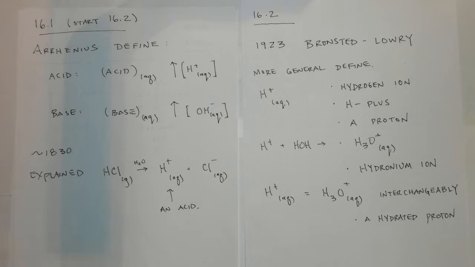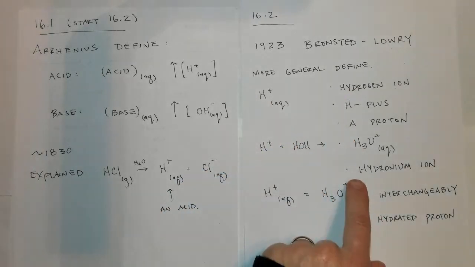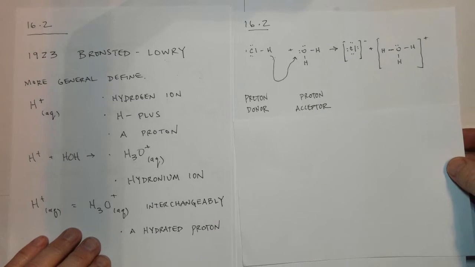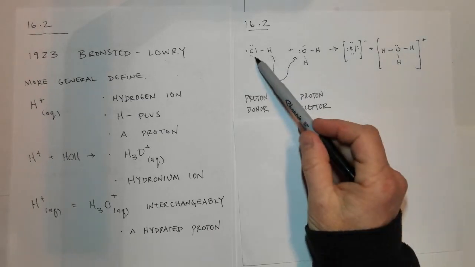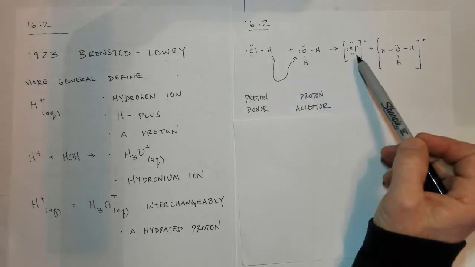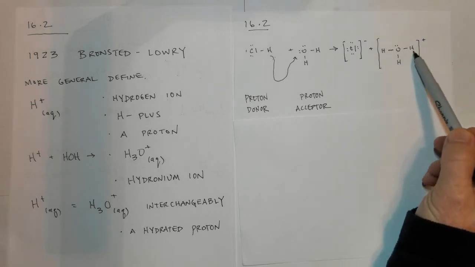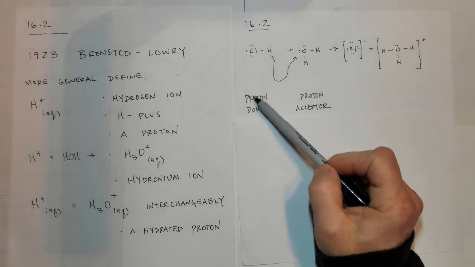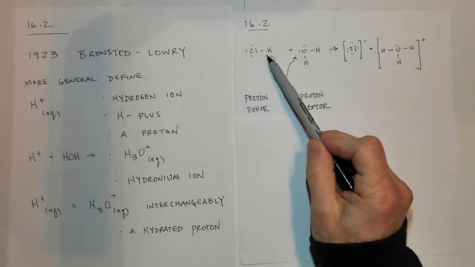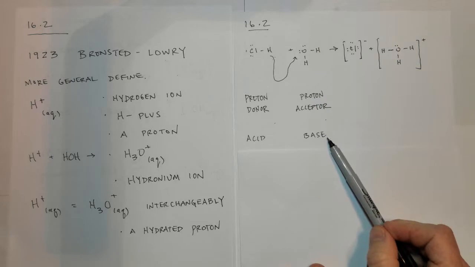So they defined an acid as something that donates or gives away these H+, these protons, these hydronium ions, these hydrated protons. Here's an equation to illustrate this. Here's HCl, just like Svante Arrhenius looked at, and here's water, and then it forms the chloride ion, and the H is donated to the water right here, and it forms H3O+. So the proton donor is the hydrogen chloride, and the proton acceptor is the water, and so this is our acid, and this is our base.